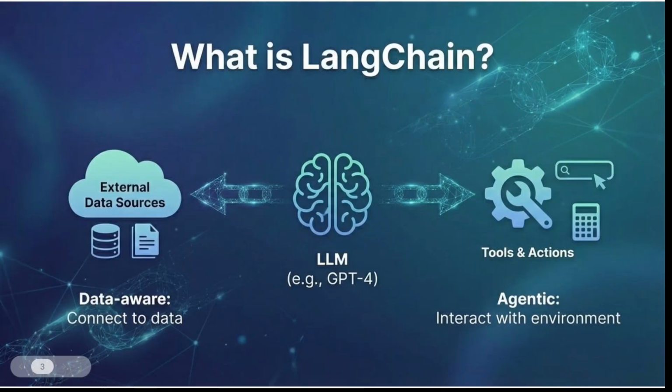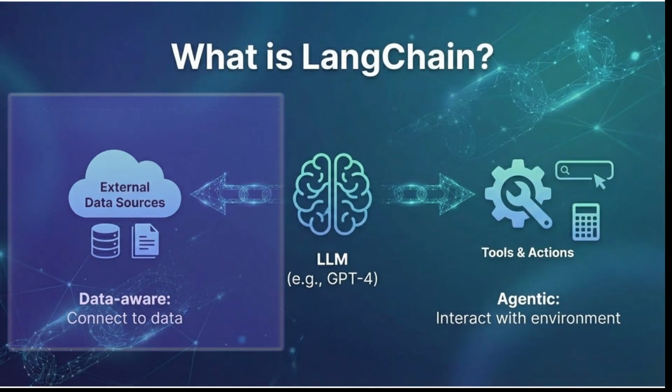Now let's look at this diagram. LangChain basically adds two main capabilities to your large language models. First, external data sources. This is the data-aware part. LLMs usually only know about old data, and LangChain allows your LLM to connect to new external data sources like your company's documents or your company's database. This makes responses more and more accurate.